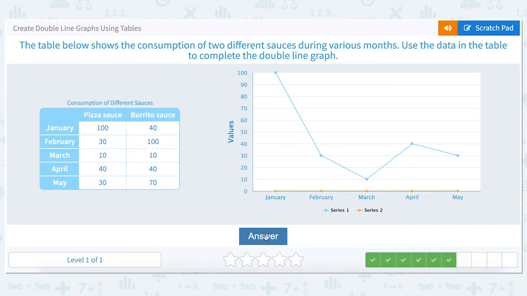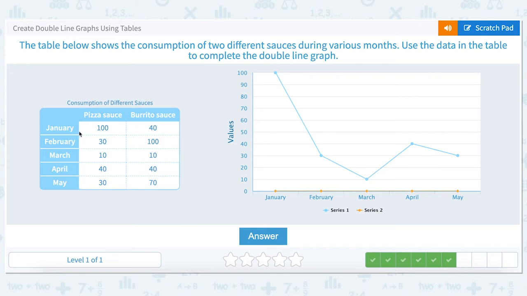All right, question number 7. The table below shows the consumption of 2 different sauces during various months. Use the data in the table to complete the double line graph. So we have pizza sauce and burrito sauce, and this is the amount of consumption. First, we'll look at the burrito sauce since that has not been plotted on the graph yet. We see that the pizza sauce has already been plotted, and there's our data. Let's work with the burrito sauce.